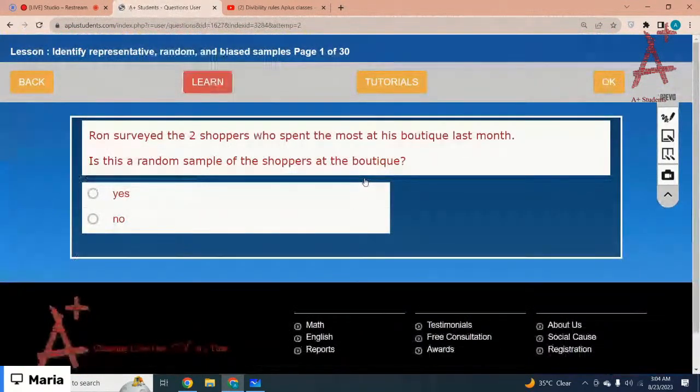Okay, the first one is Ron surveyed two shoppers who spent the most at his boutique last month. Is this a random sample of the shoppers at the boutique? Which is the correct option, yes or no? This is not a random sample. The correct option is no, because the shoppers who spent the most might not be similar to the others. So this is a biased sample, not a random one. The correct option is no.